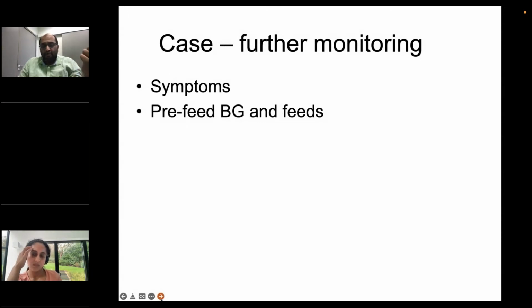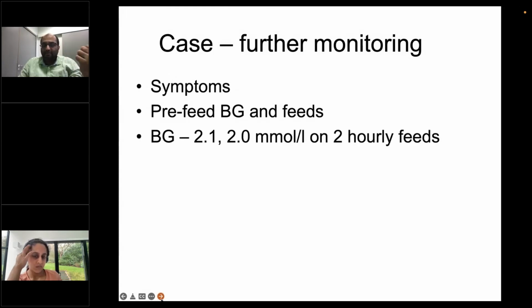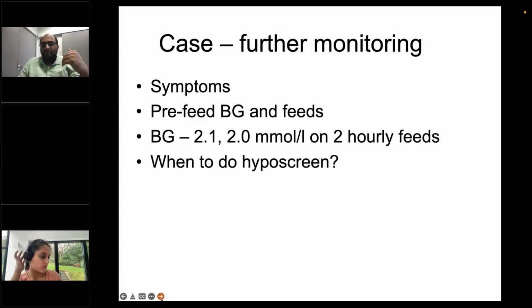Again, if you treat the hypoglycemia and keep checking pre-feed blood glucose levels, make sure the baby's fed properly, and you've still got blood glucose of 2.1 and 2 on 2 hourly feeds, that itself suggests that this baby is having hypoglycemia, and is not able to fast as we would have expected in a normal term baby, at least about 4 hours, I would say, or more. And then you obviously think about doing a hypo screen.